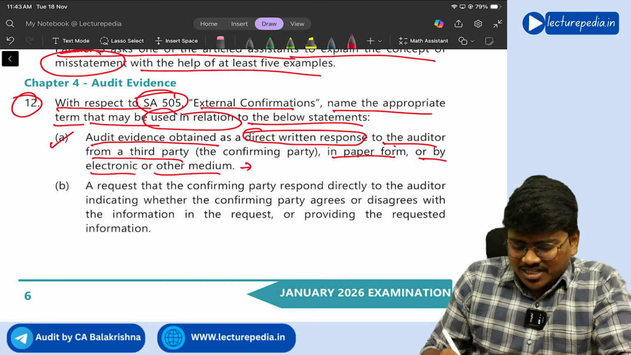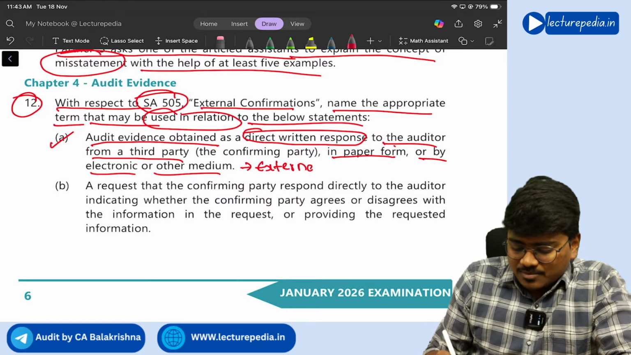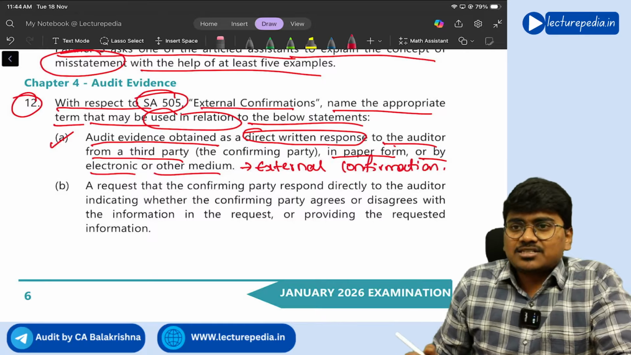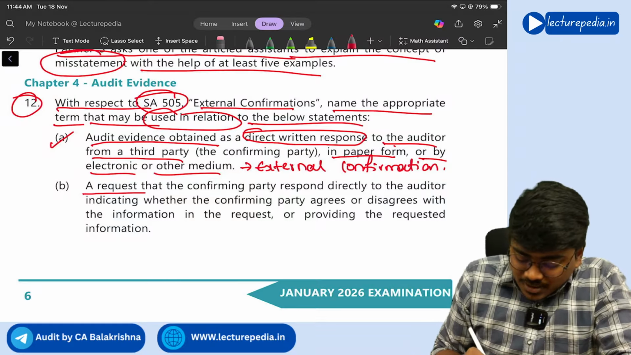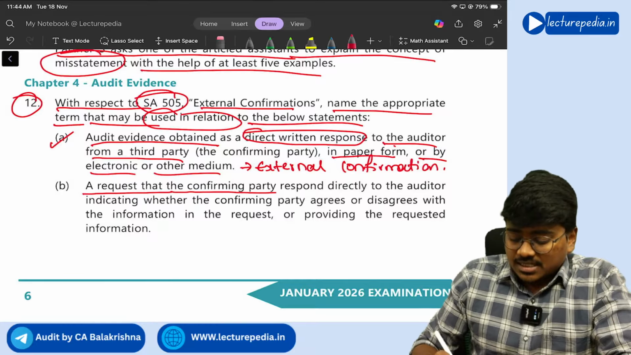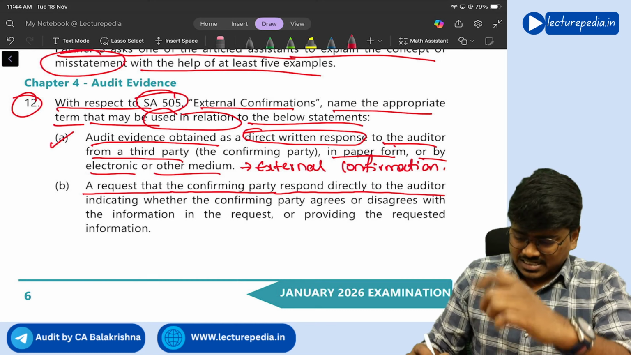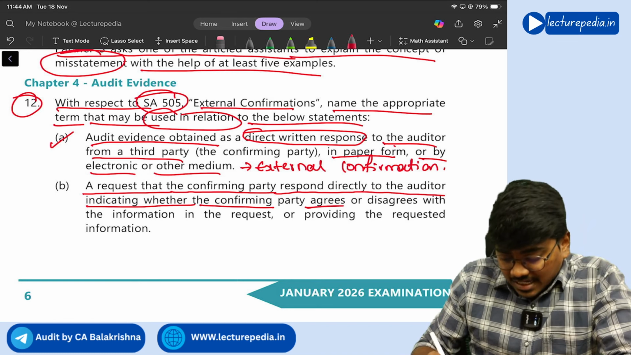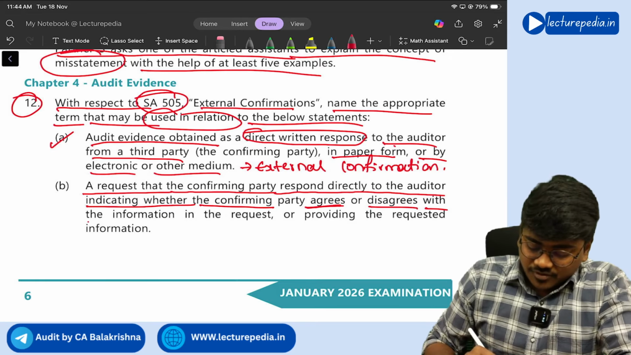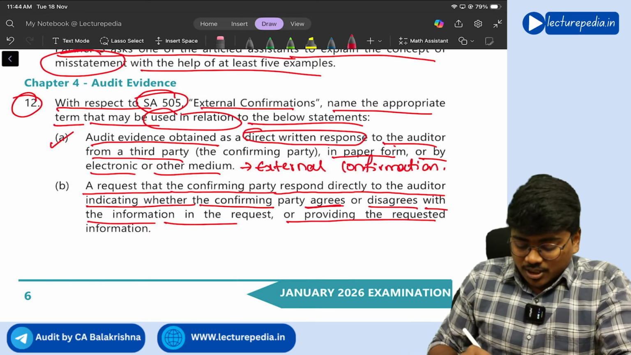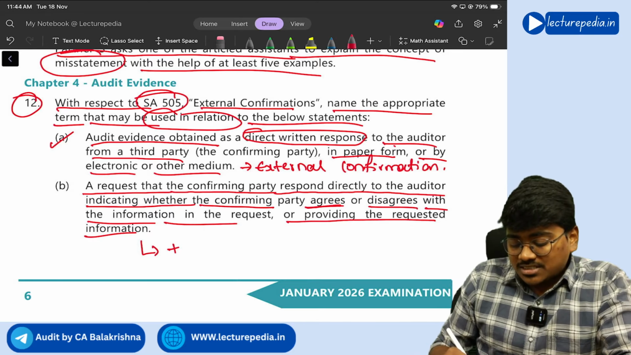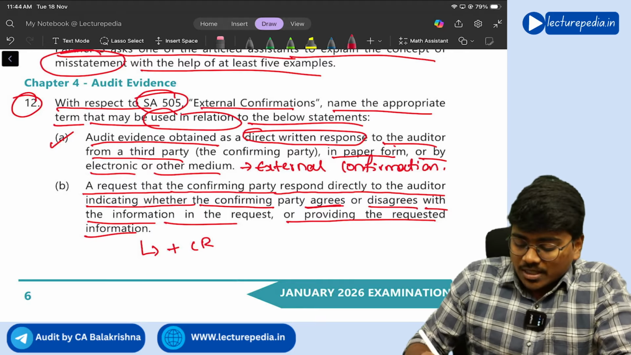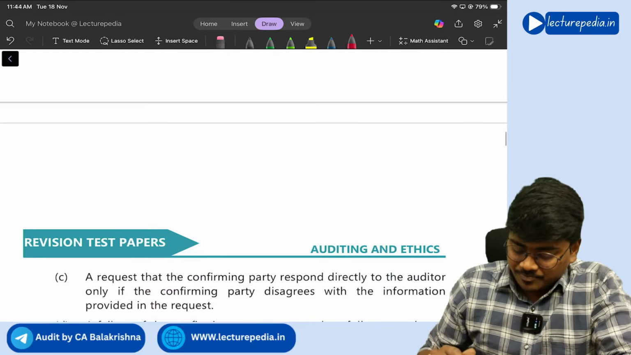So this is the definition of external confirmation, correct or not? You will call this external confirmation. Next, a request that the confirming party responds directly to the auditor, indicating whether the confirming party agrees or disagrees with the information in the request or providing the requested information. So this is a positive confirmation request. This is the definition for positive confirmation request. Whether you agree or you don't agree, you have to respond.